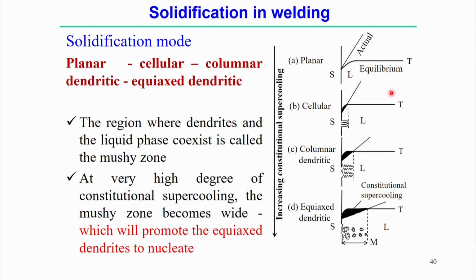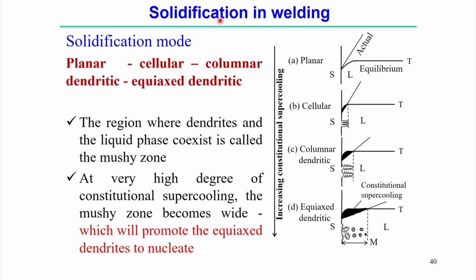Cellular mode, in this case, means there is a small amount of constitutional supercooling. If you look at the third, that amount of constitutional supercooling is increasing, and that tries to produce the columnar dendritic structure. And finally, the maximum amount of supercooling produces the equiaxed dendritic structure. So, depending upon the amount of the constitutional supercooling, the solidification mode changes, or can be decided.